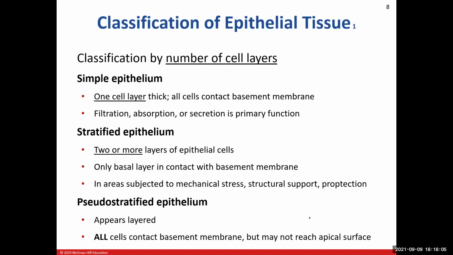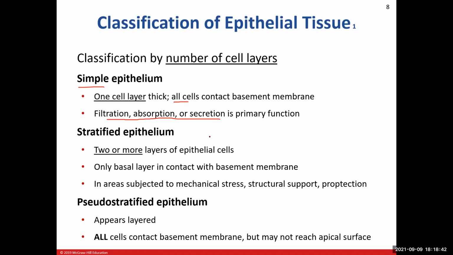Okay, so let's quickly review how we classify epithelial tissue. And again, there's two components to this. First is the number of cell layers, and second is the shape of the cell. So a quick review: if there is one cell layer thick, and obviously all those cells will make contact with the basement membrane below, we call it simple. And this is important when we're talking about the function of this type of epithelium: we'll see it for filtration, absorption, or secretion. And I'll show you the specific epithelial tissues as we go through in a moment.